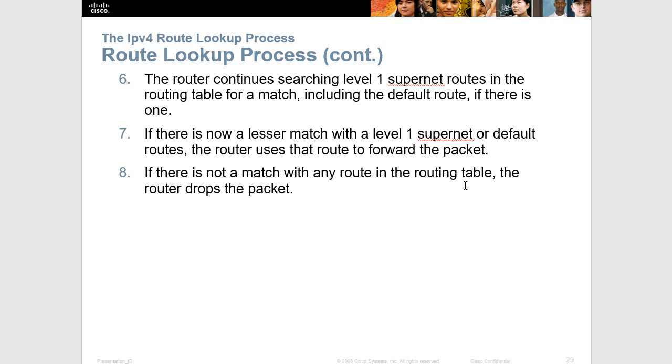If there's no match in the routing table at all and there's no default route, then it's just going to drop the packet. We've discussed that if there's no match in your routing table, that packet will be dropped, which is why we typically type in or configure a default static route.